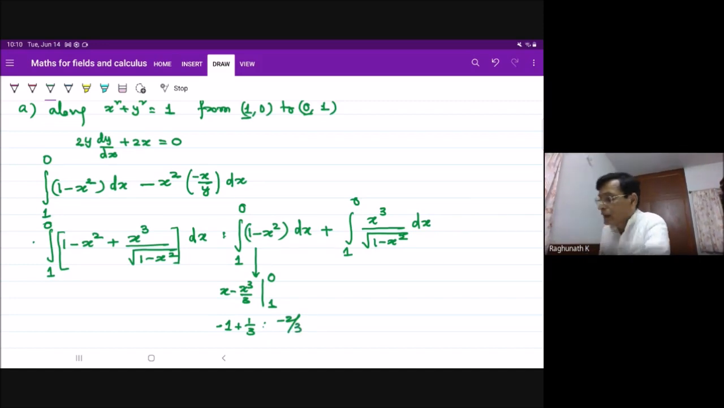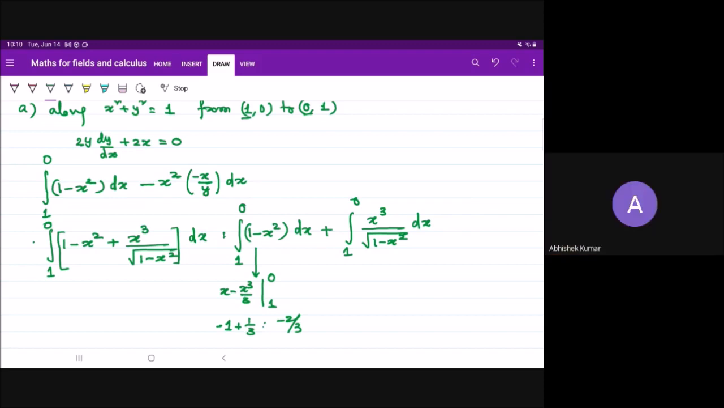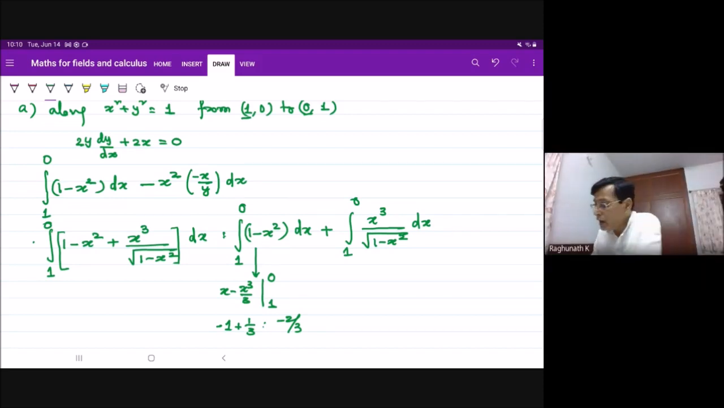First integral done. Next integral, how to evaluate? X is equal to sine theta. So if you put x is equal to sine theta, 1 minus x squared is equal to cos squared theta, dx is equal to cos theta d theta, because of which it will become, I will not put the limits, sine cubed theta d theta. Correct? Put x is equal to sine theta, x cubed is sine cubed, dx is equal to cos theta d theta. Root of 1 minus sine square theta is cos theta, because of which cos theta, which is there in the numerator and denominator, gets cancelled out.